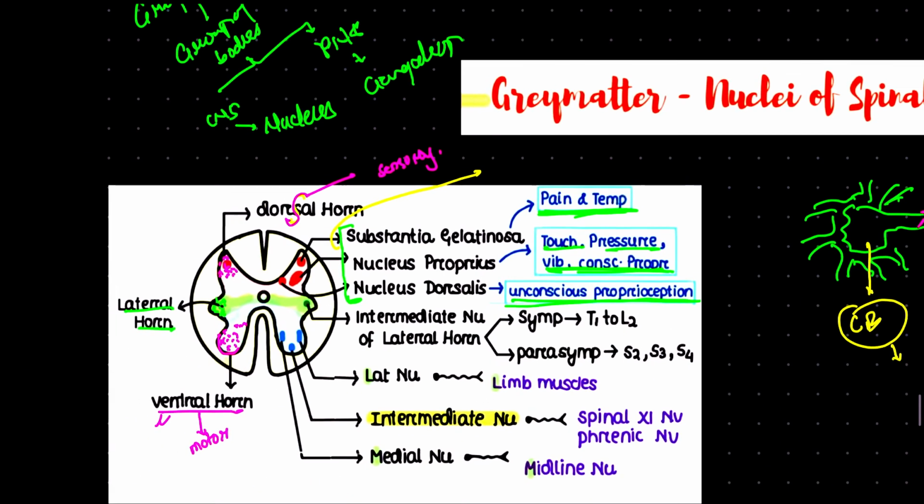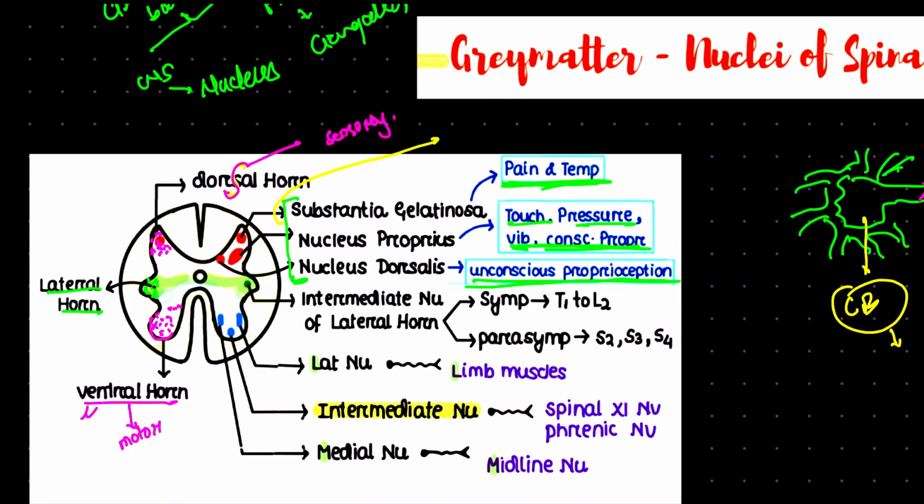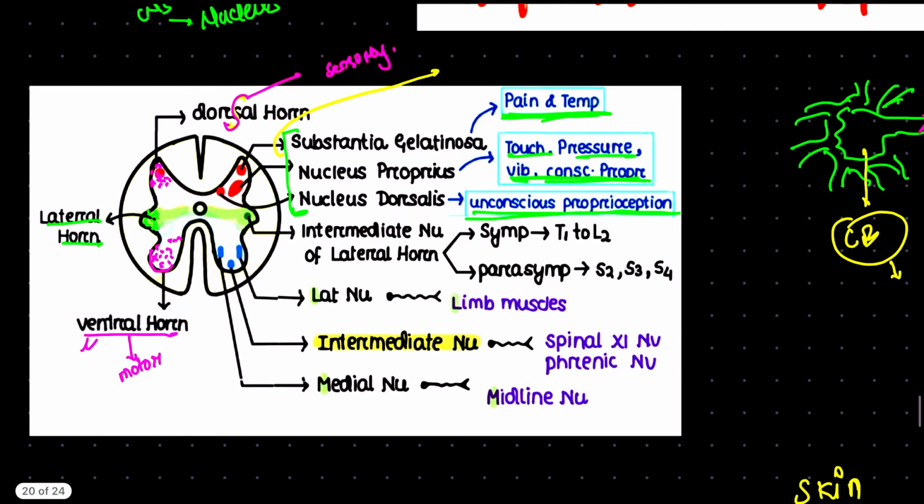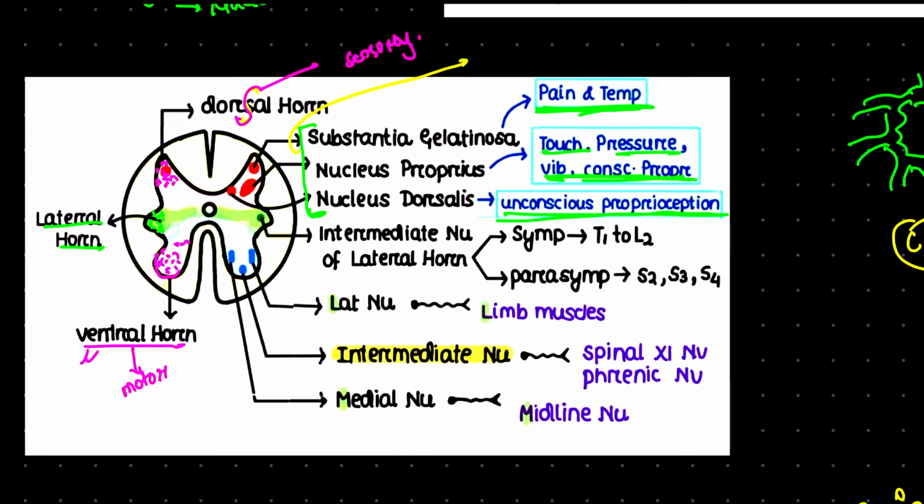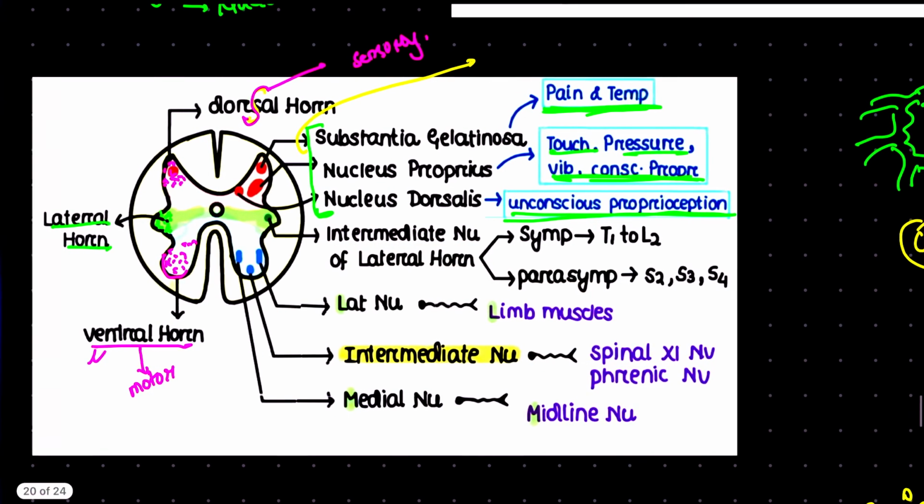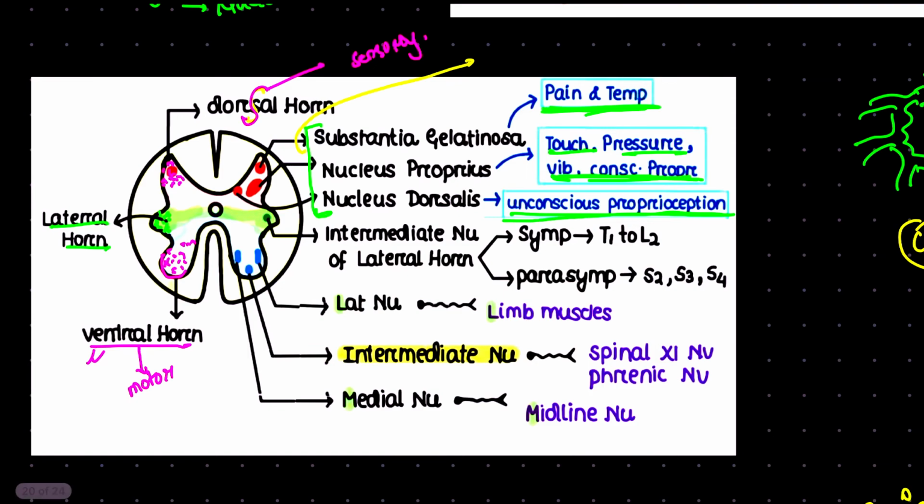Now when we cut the spinal cord at the region of the sacrum, what will we find? We will find the intermediate nucleus of the lateral horn giving parasympathetic nerve fibers. Similarly, if we cut it in the sympathetic region and look at the lateral horn, we will see the intermediate nucleus of the lateral horn giving sympathetic nerve fibers.